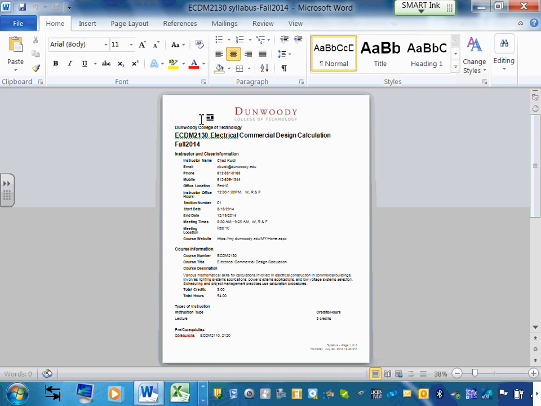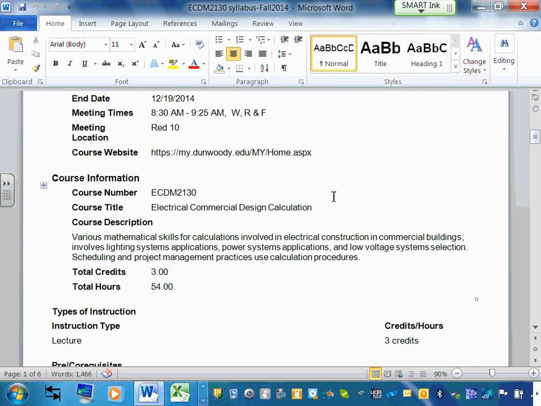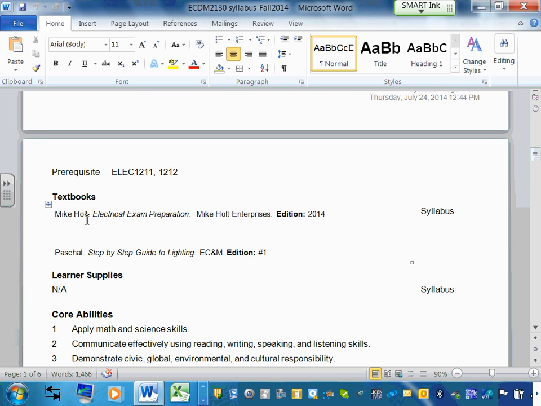Here's the syllabi. The syllabi for this class, guys, this is a calculation class. Your goal is to be able to do the calculation for anything related to commercial project.